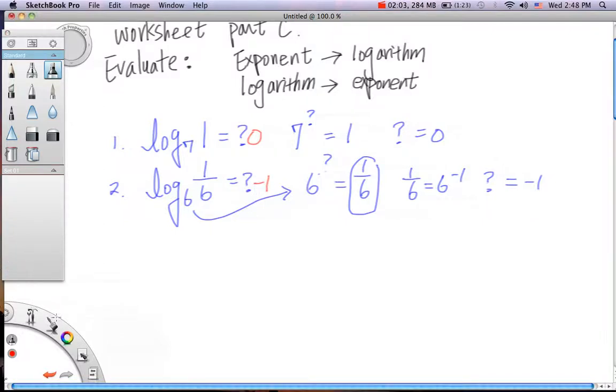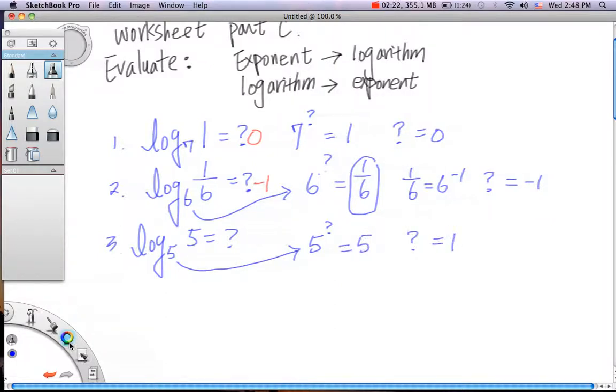Make sense? Let's do number 3. Log base 5 of 5. What does that equal to? Again, change it into an exponent. This is your base. What power gives you 5? And you can see that 5 to the 1 power is equal to 5. So log base 5 of 5 is equal to 1.